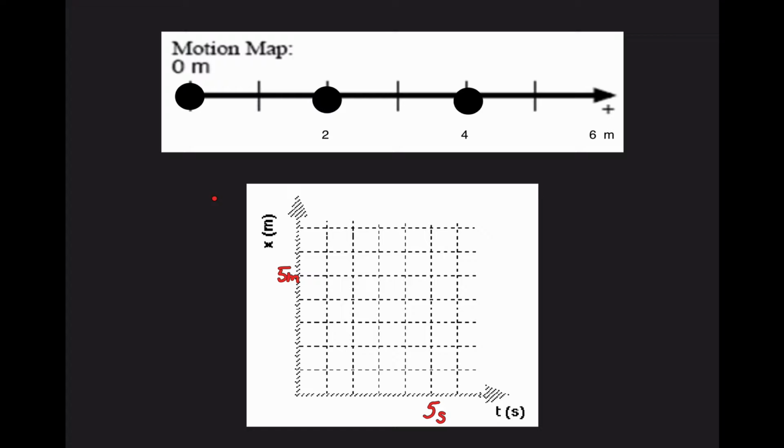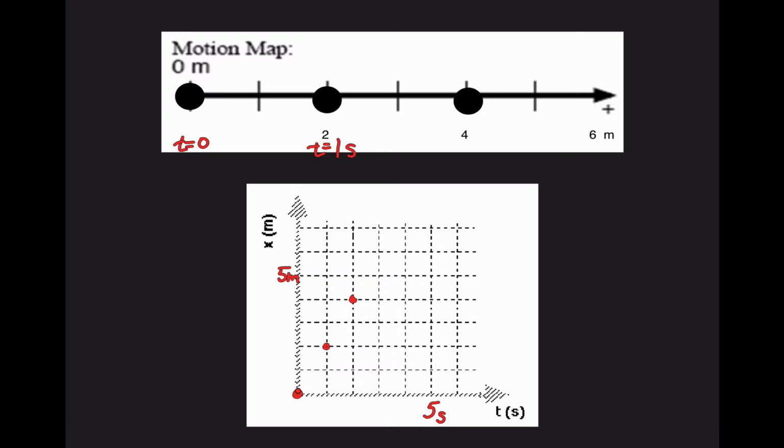And at time is 0, up here, this is when the gun first goes off for a race. At time is 0, you are at 0 meters. At time is 1 second, you are at 2 meters. So at 1 second, we're going up to the 2 meter line. Time is at 3 seconds, you are at 4 meters.